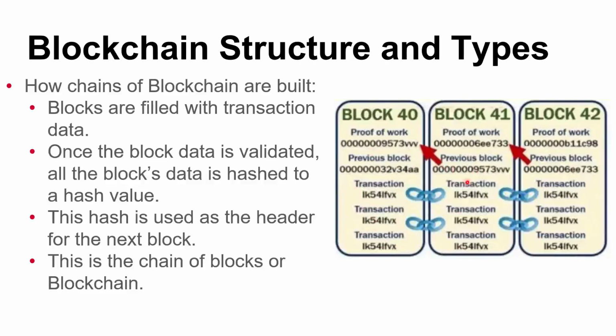So if anything here would change, these two hashes would no longer match. And the same thing here. There's a list of transactions again in this block. We have a new proof of work, and that proof of work then becomes the header in its successor block, which is 42.